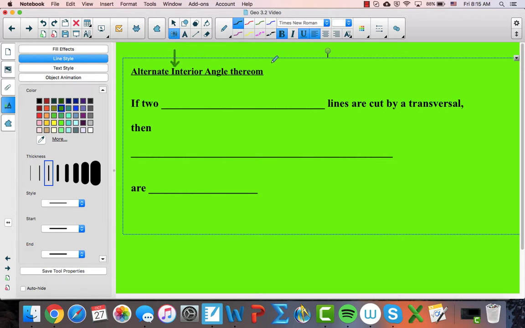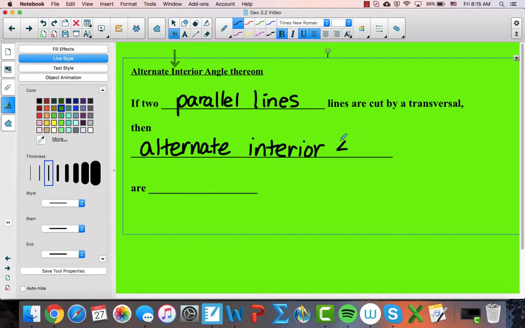Again, these theorems relate to parallel lines, so that's important. The alternate interior angle theorem says that if two parallel lines, again, these only relate to parallel lines, are cut by a transversal, then alternate interior angles are congruent. Okay, so let's draw it. We are going to draw just two parallel lines cut by a transversal.